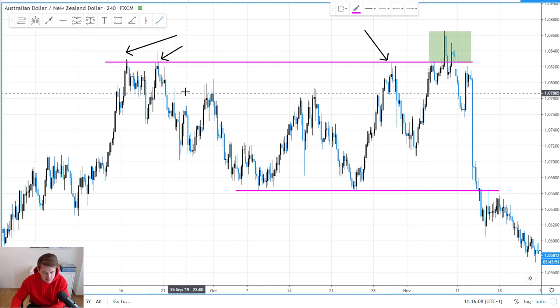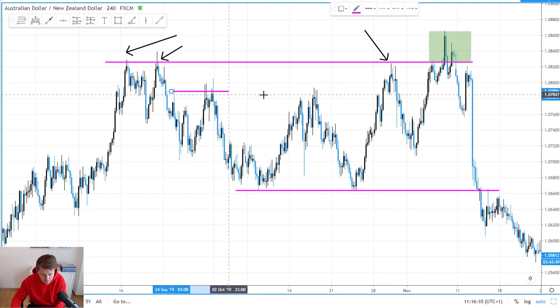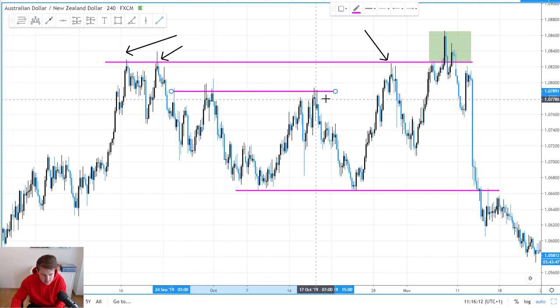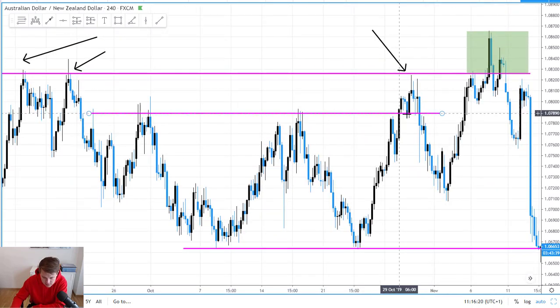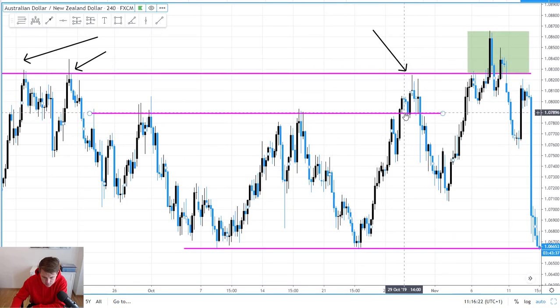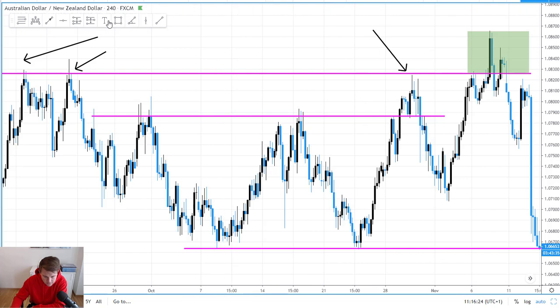Even when we look within this range, you can see here, there seems to be some type of very nice inside resistance here below this major area. And then the next time the market just faked it out. When we zoom in, you can see that there was some break and retest as well. So this is something that happens very, very often as well.